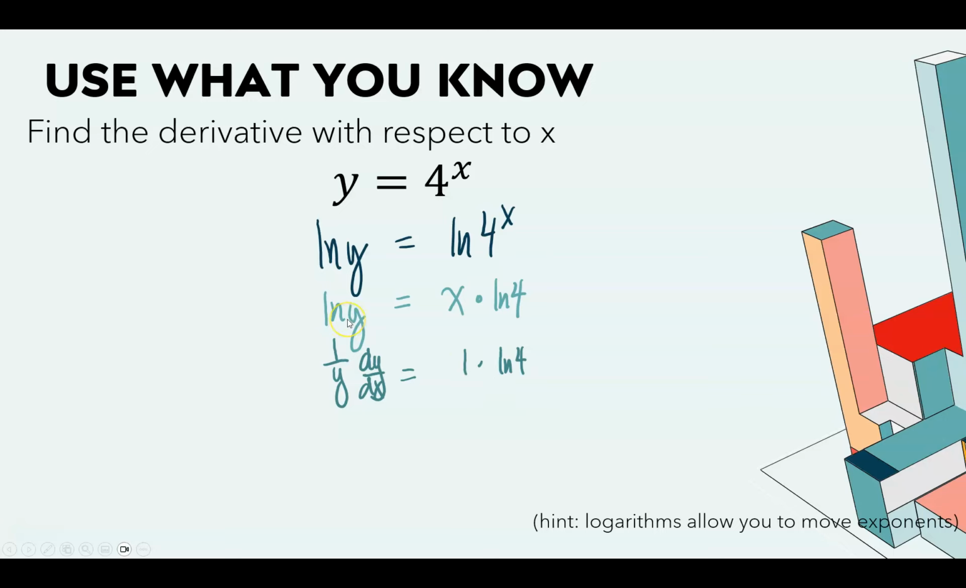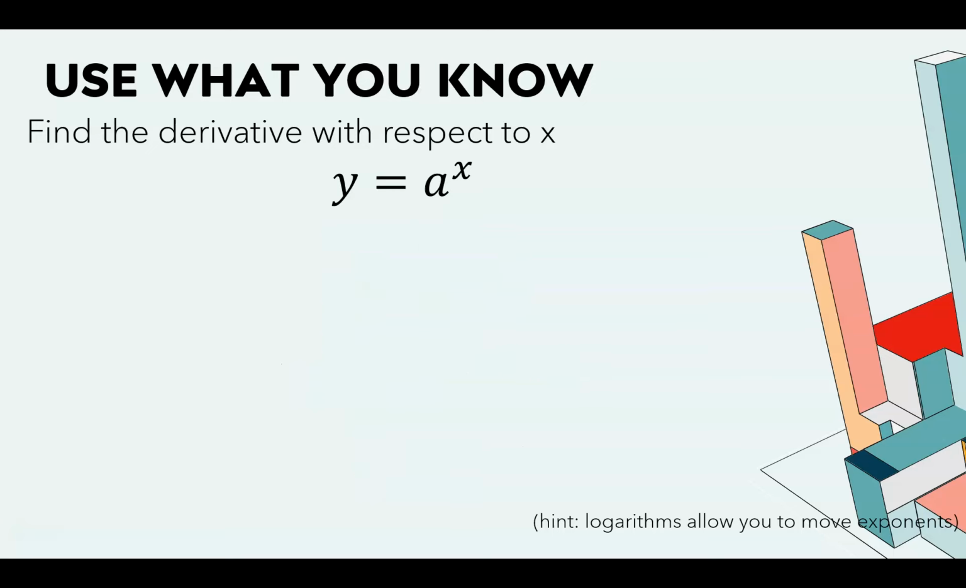The derivative of natural log of y is 1 over y dy dx. Multiply both sides by y, and we indeed get the derivative of 4 to the power x is 4 to the power x natural log of 4. So pretty easy.